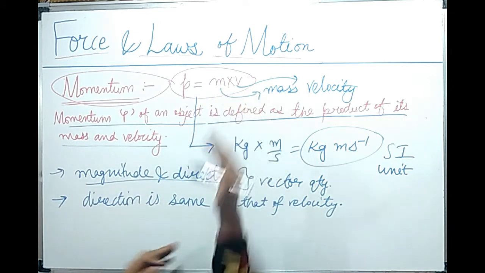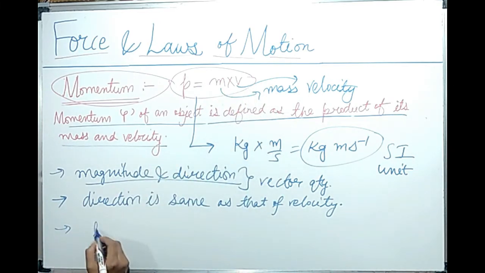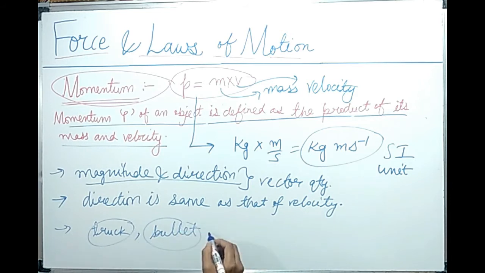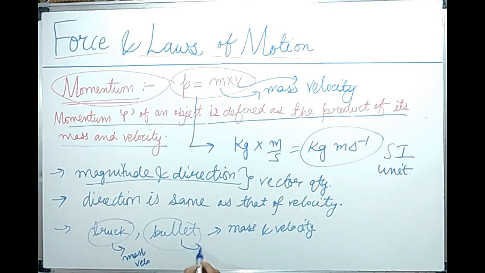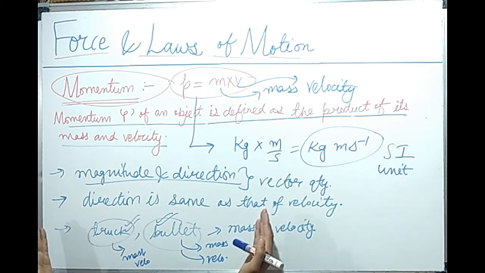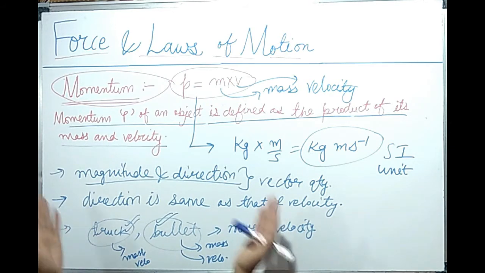Momentum is the product of mass and velocity, and you can explain it with the help of the examples we discussed earlier, that is truck and bullet. You can compare both their masses and velocities. The truck is so heavy with less velocity, while the bullet has less mass and more velocity. These are very good examples for explaining the concept of momentum. So dear students, now you have understood the concept of momentum. Now we can easily discuss the second law of motion. You will easily be able to understand the second law of motion once you understand the concept of momentum.